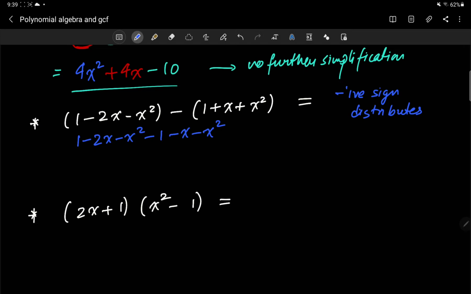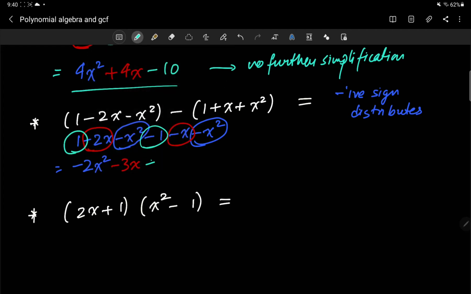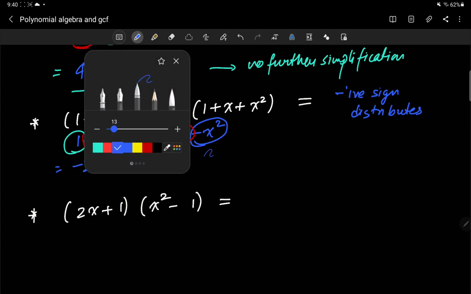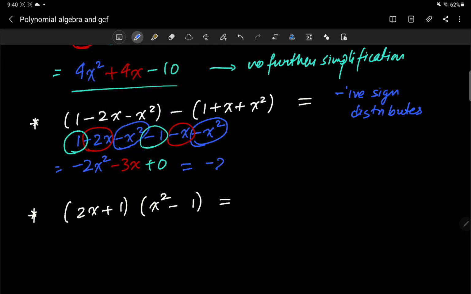So usually it makes sense to start with the highest power of x. So I have a negative x squared minus x squared, which becomes a negative 2x squared. Next up I have a negative 2x and a negative x, which becomes a negative 3x. And lastly I have a 1 minus 1, which becomes 0. And to write that in a more neat way, it would be negative 2x squared minus 3x. So addition and subtraction work quite similarly.